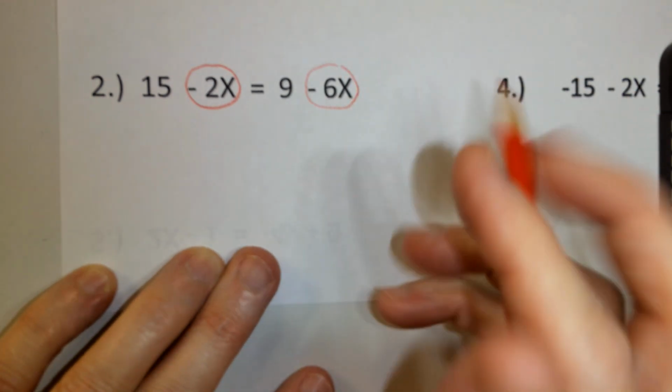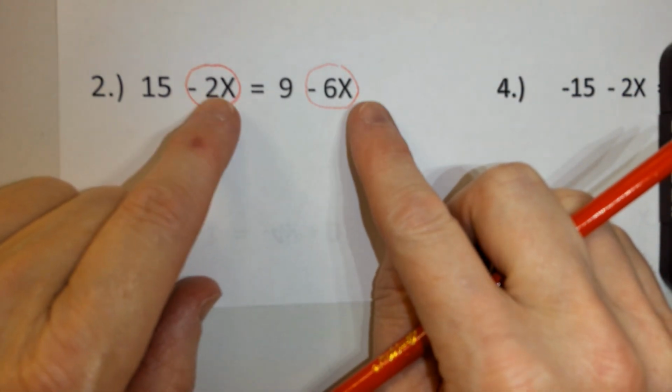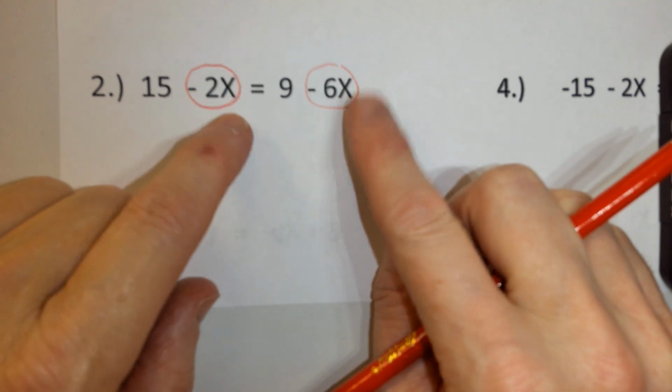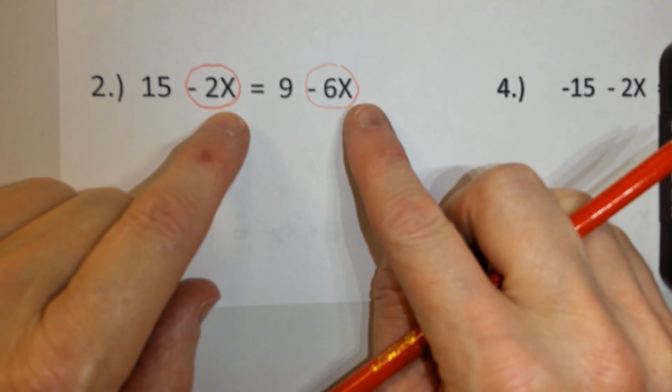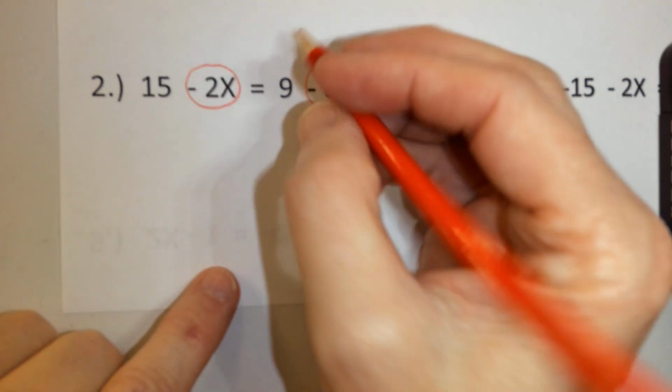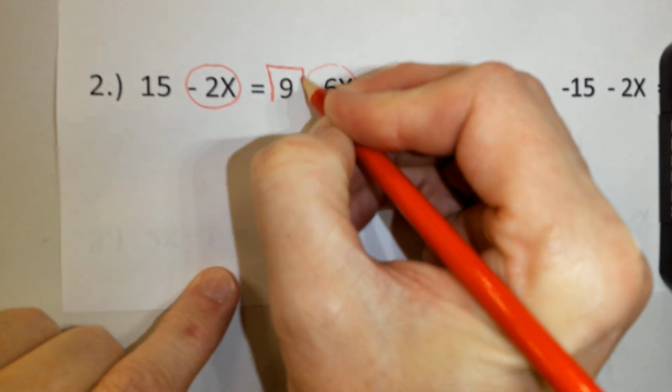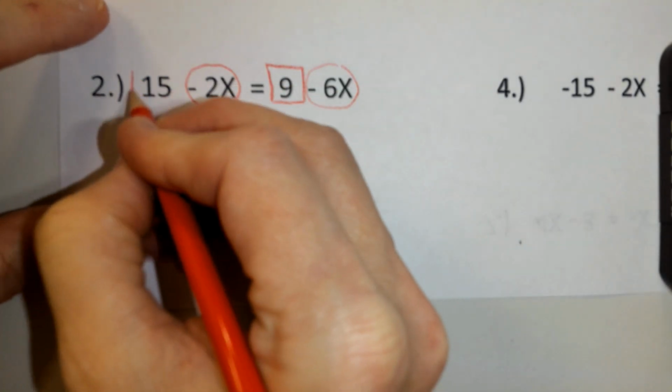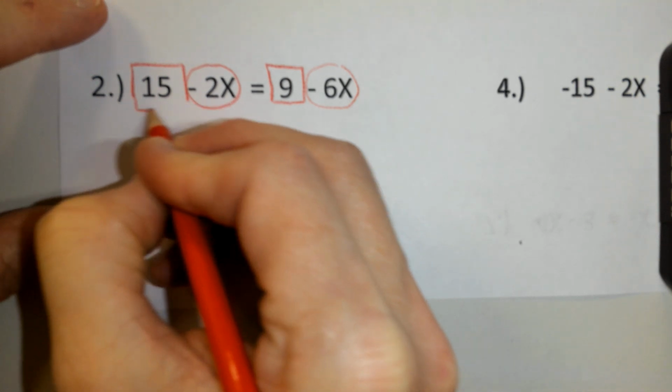At this level, you're going to have one variable that shows up on both sides of the equal sign. That's different from what you've done in the past. One variable, but it shows up on both sides. You're going to put a box around the constants. The constants are the numbers without the variables.